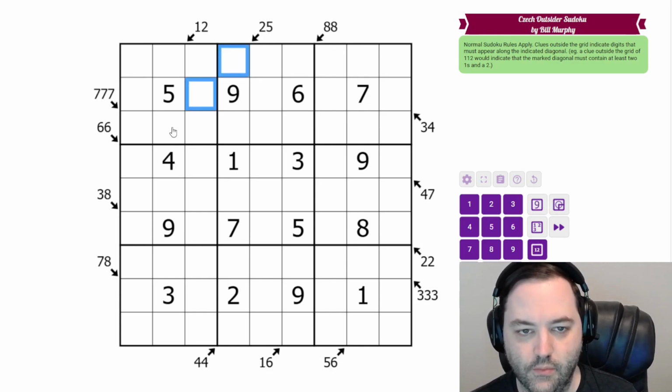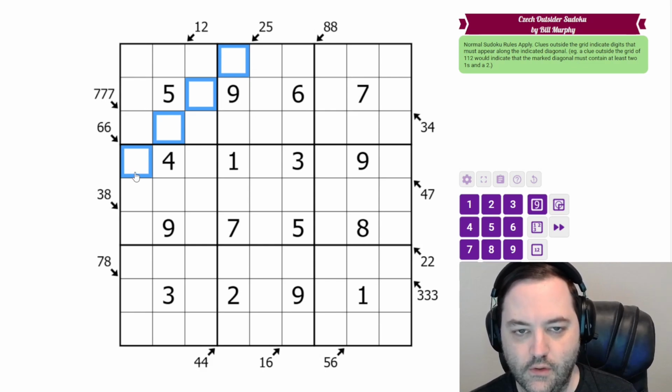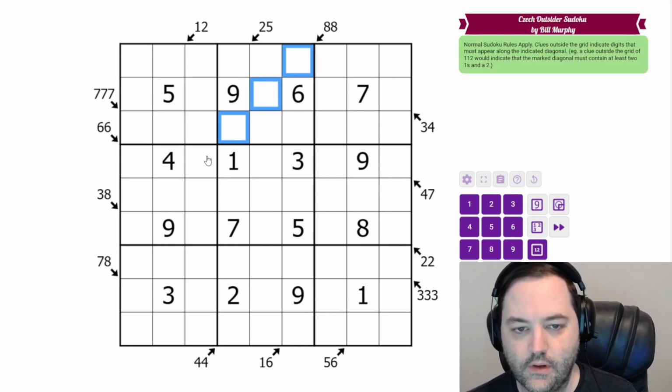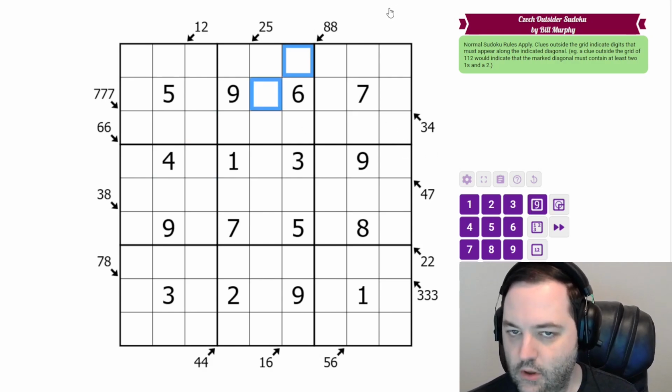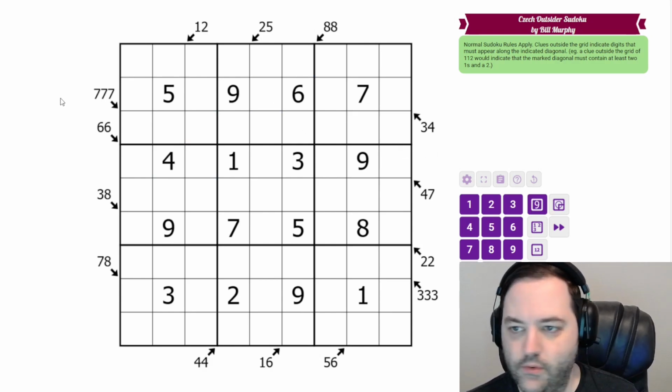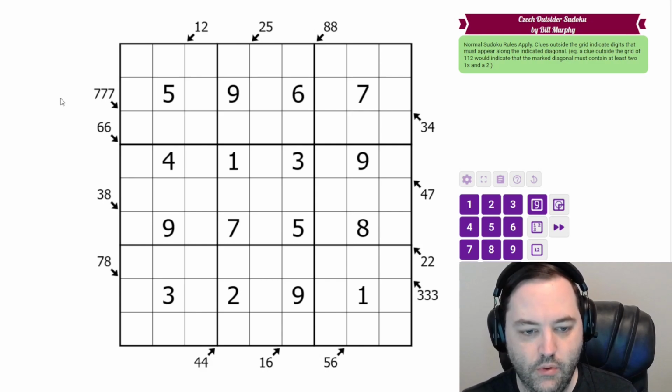So let's look at this one. We have 4 cells on this diagonal. This clue is telling us that both 2 and 5 must appear at least once somewhere on this diagonal. This clue is telling us that 2 8s must appear on this diagonal. And obviously we have to follow normal Sudoku rules, so we can't put both of the 8s here. Those are the rules, and we will start with the corner clues.